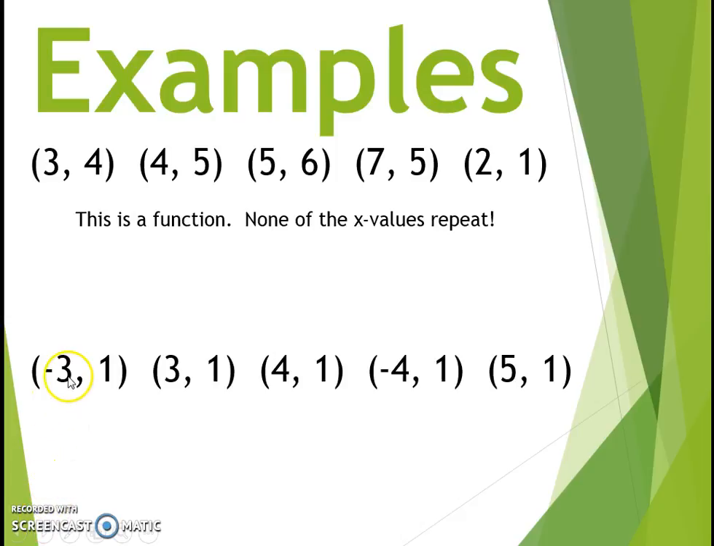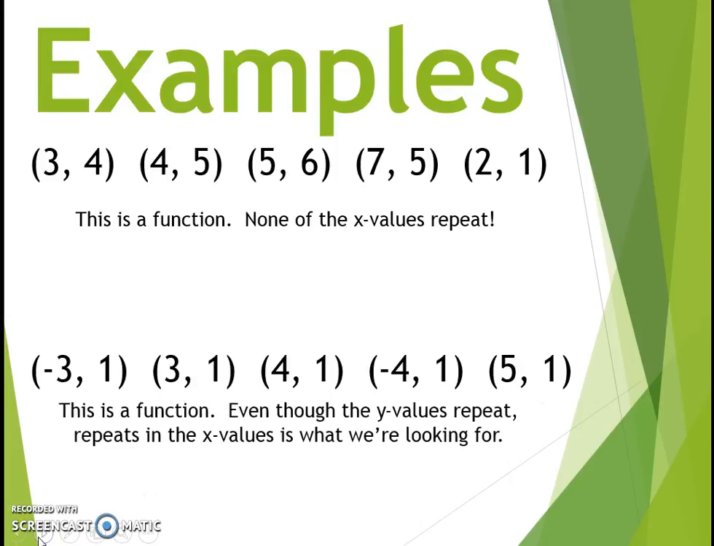So here we have another set of points. And again, none of our x values repeat. And so we know that this is a function because -3 only goes to 1, and 3 only goes to 1, and 4 only goes to 1. And so though the y value repeats, that's okay, but the x value cannot repeat for it to be a function.